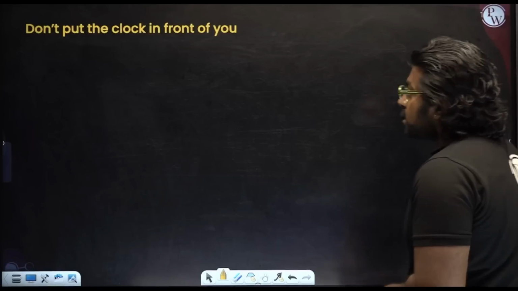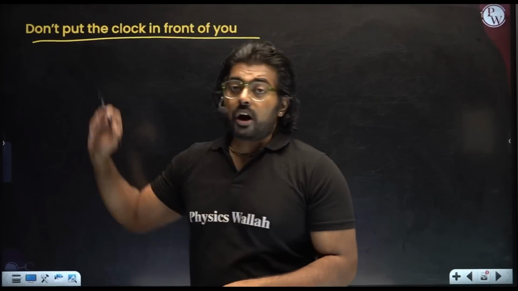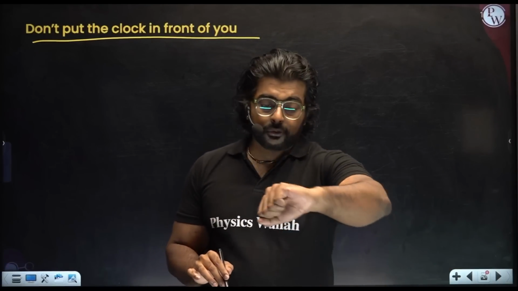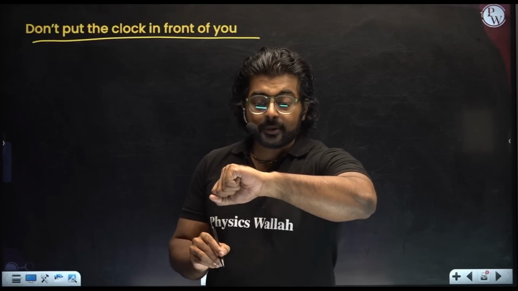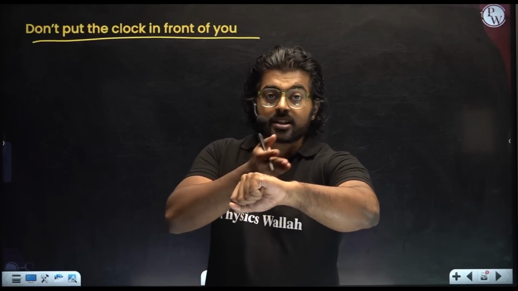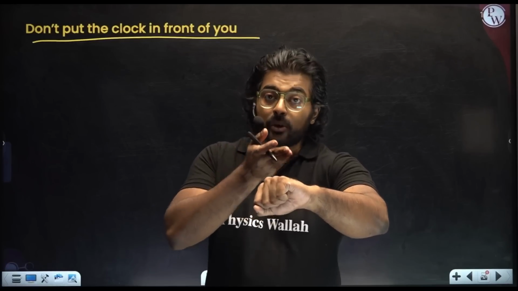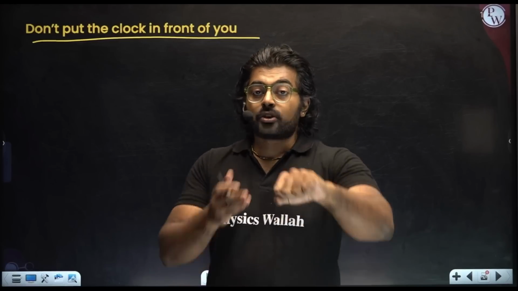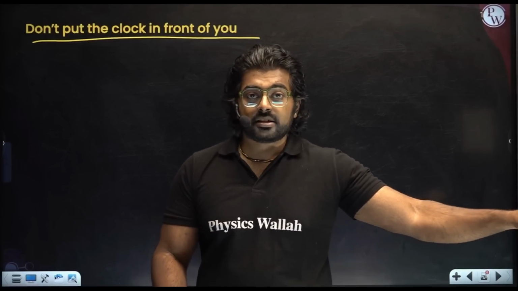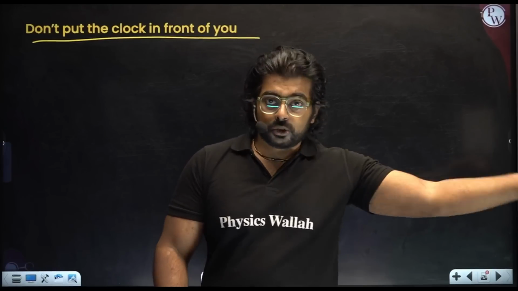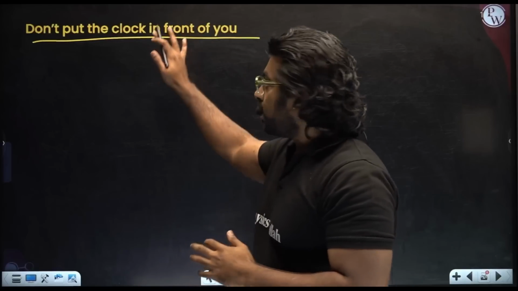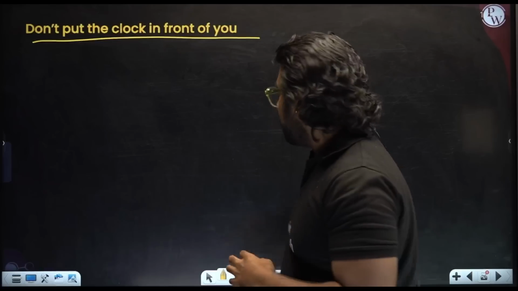The next one is to not put a clock in front of you. For example, you're sitting in the paper, you're writing something, and you have your watch in front of you like this. Now what happens is you're wasting your time looking at the watch rather than looking at your paper. The watch is not important. If you spend a lot of time looking at your watch, you're wasting your time. This shouldn't be in front of you like this. This should be somewhere else, not in front of you. Don't throw the watch away, obviously, but don't keep it in front of you. So that is something you should avoid to save time.